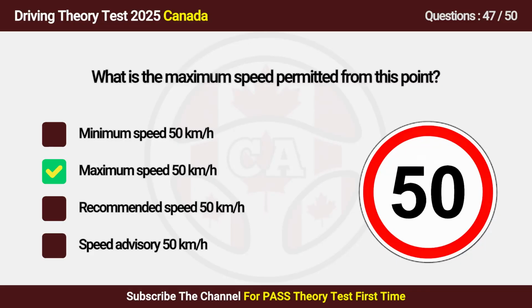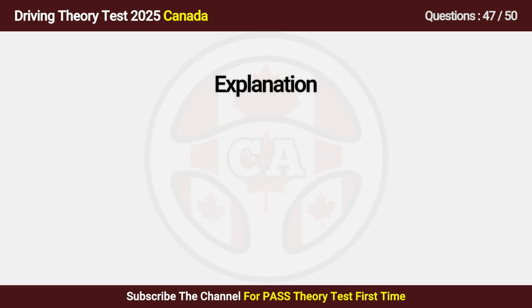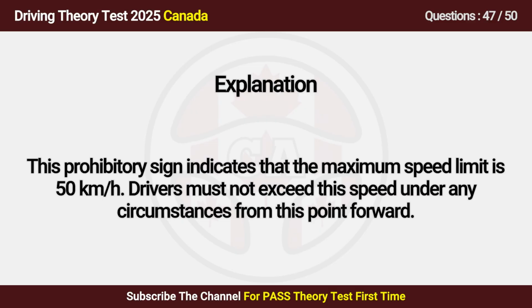Answer is B. Maximum speed 50. This prohibitory sign indicates that the maximum speed limit is 50. Drivers must not exceed this speed under any circumstances from this point forward.